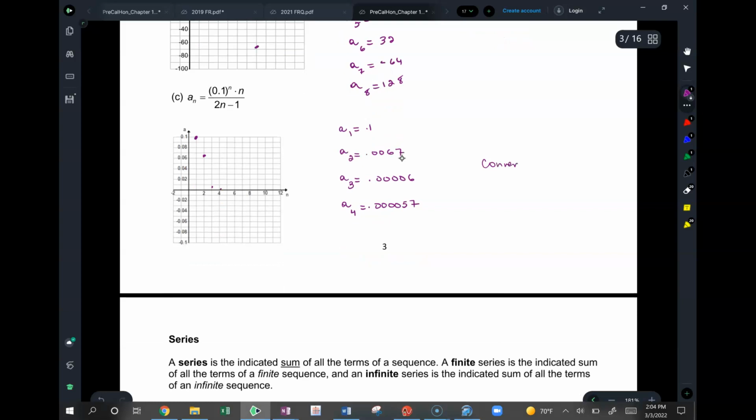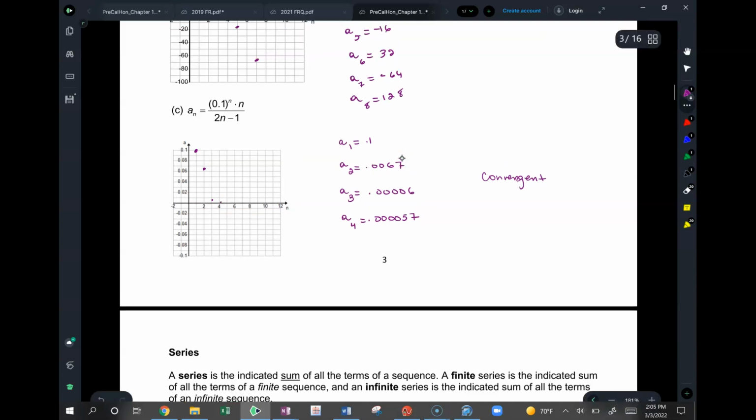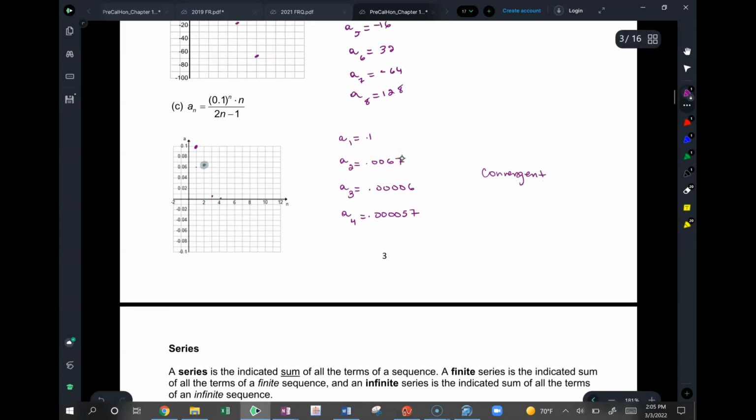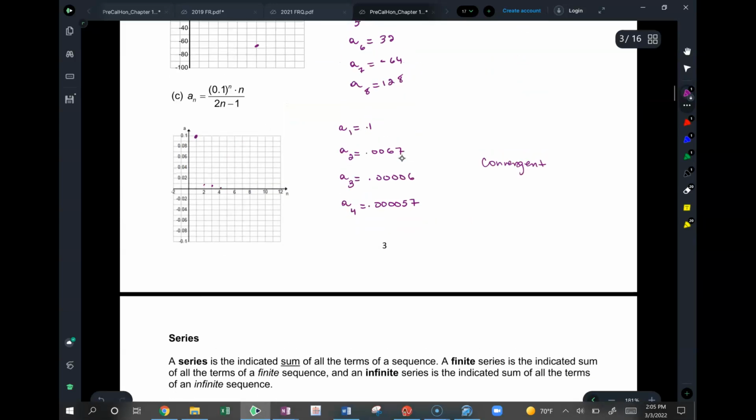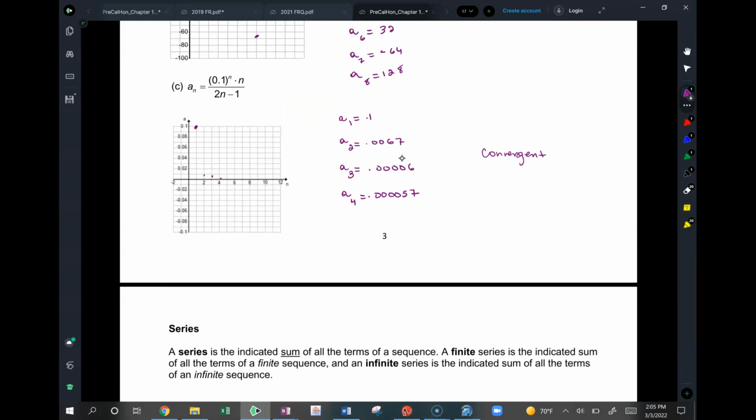Doesn't zero make sense here? Yeah, I don't know if it could, but you get the idea. Okay, all right. Do you really have to graph them to see them? Not really, right? You can figure it out.